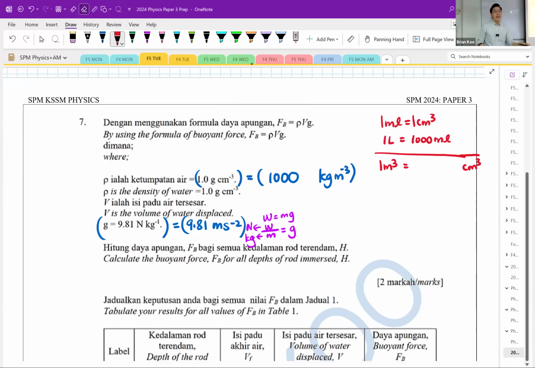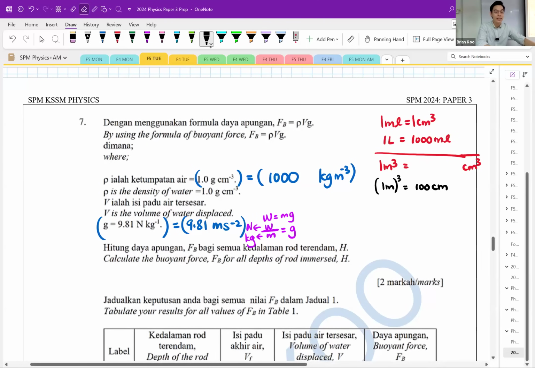Six zeros. Did anyone say 100? If you're saying 100, you know what's the issue? Yes, 1 meter is 100 cm, but you have to cube it. You get 1 cube, 1 meter cube. 1 cube is just 1, but 100 cube is 1 million. It has 6 zeros. Okay, so you might need this.